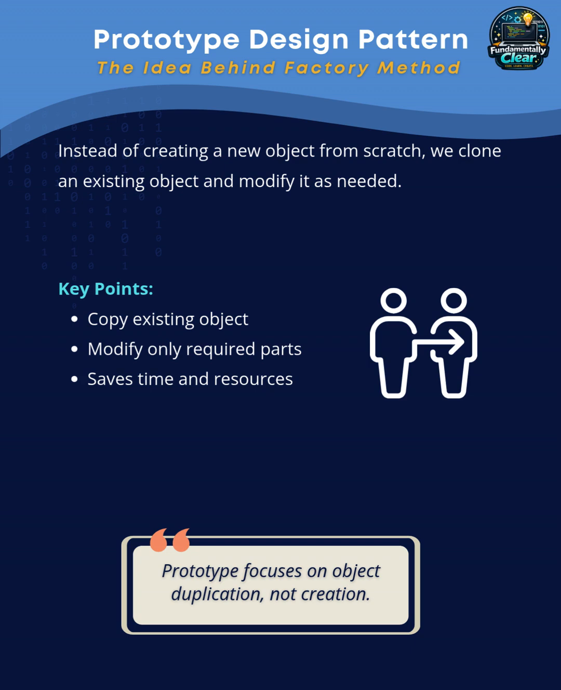So here's the elegant idea at the heart of this pattern. Instead of building a new object from scratch, clone an existing one, and then just modify the parts you need. That's it. That's the whole concept. Copy the existing object. Modify only what's required. Save time and resources. Prototype doesn't focus on creating. It focuses on duplicating. That's a subtle but powerful shift in thinking.